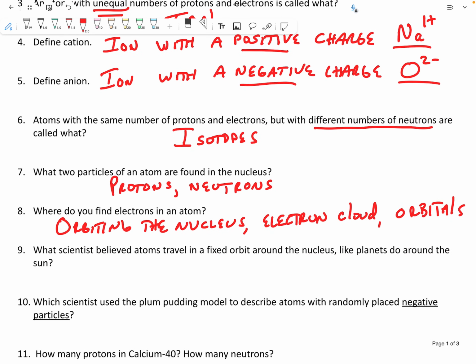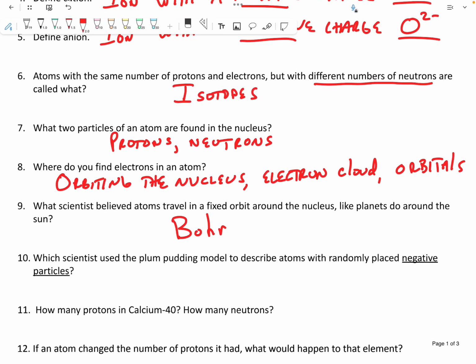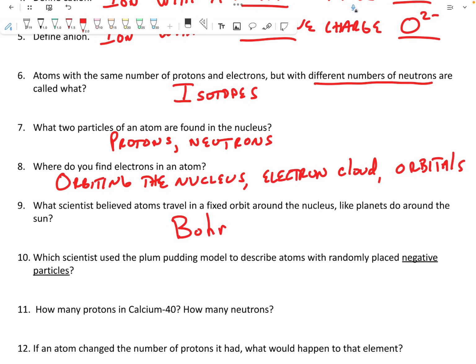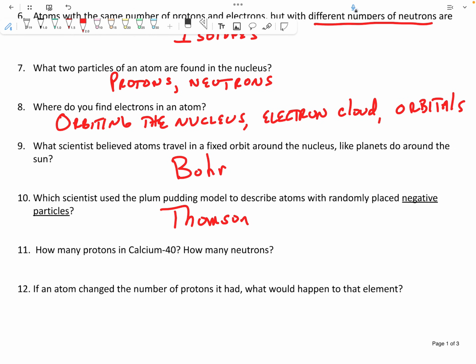What scientist believed atoms travel in a fixed orbit around the nucleus like planets do around the sun? That would be Mr. Bohr. Which scientist used the plum pudding model to describe atoms with randomly placed negative particles? That would be Mr. Thomson. Okay. And then, number 11, how many protons in calcium-40?